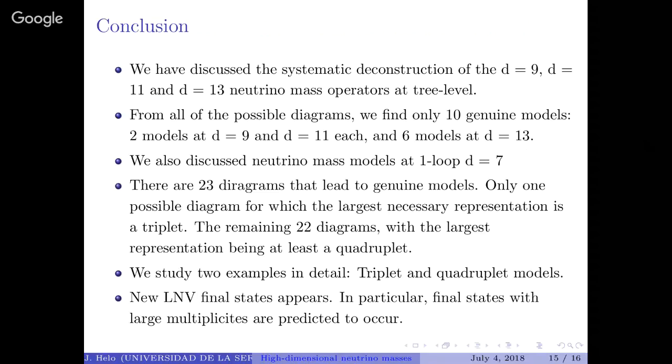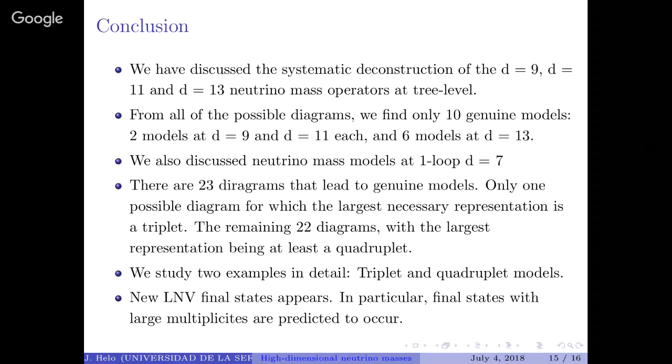Well, finally, the conclusions. In our work, we discussed the systematic deconstruction of dimension 9, dimension 11, and dimension 13 neutrino mass operators at tree level. From all the possible diagrams, we found only 10 genuine models: 2 models at dimension 9, 2 models at dimension 11, and 6 models at dimension 13.